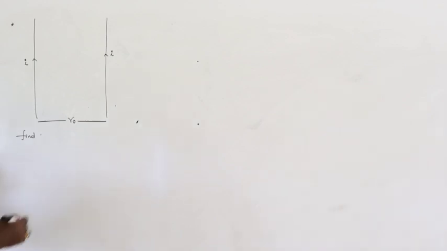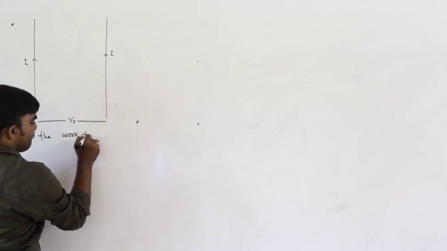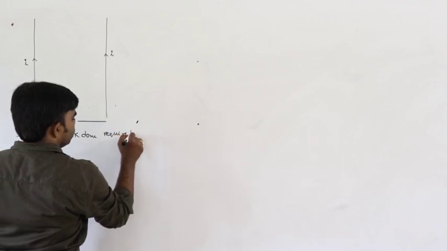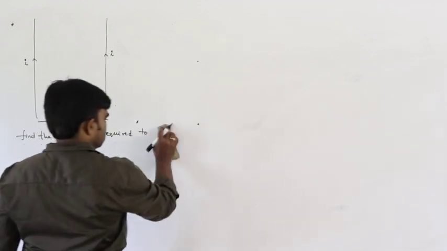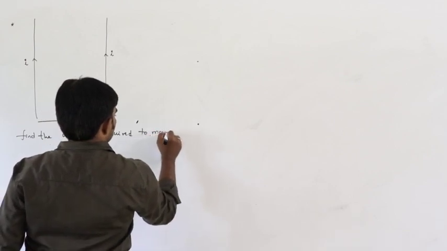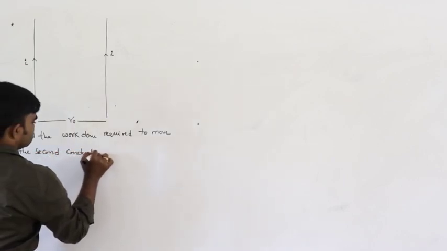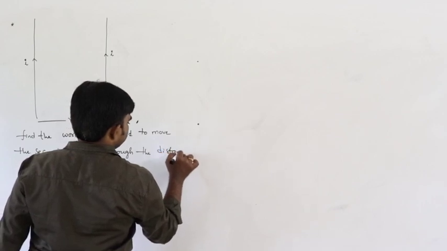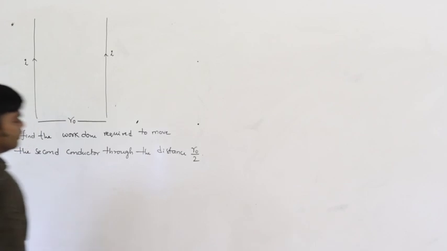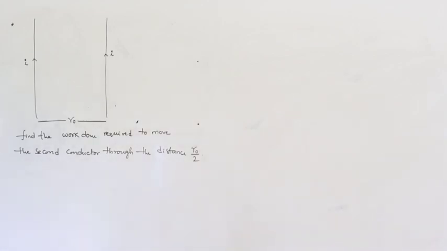Now the main thing is to find the work done required to move the second conductor through the distance r naught by 2, or the work done required to arrange the second conductor at a distance r naught by 2. So that is the situation.